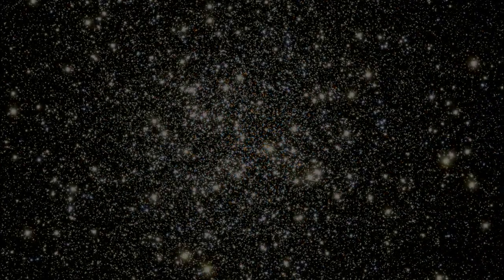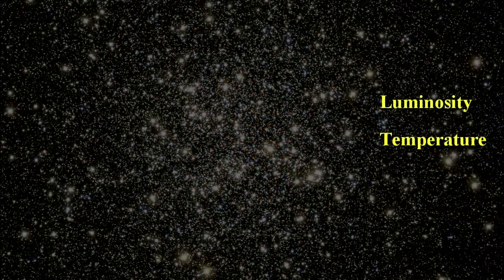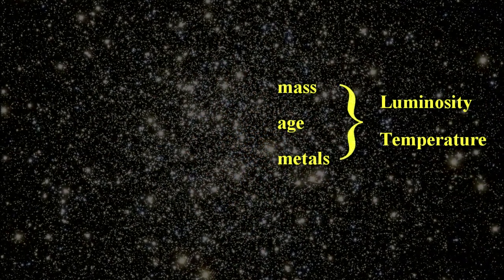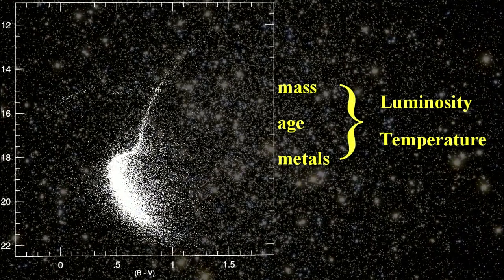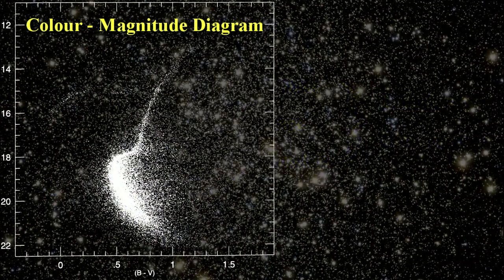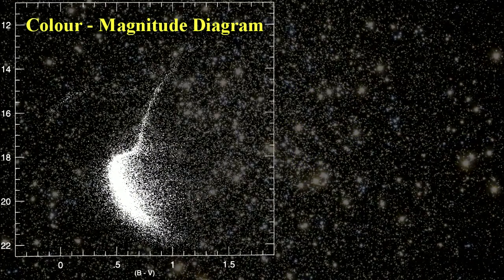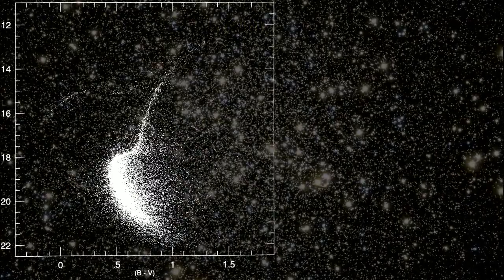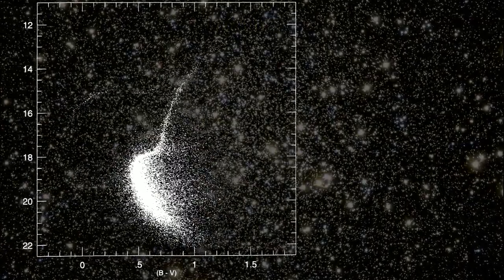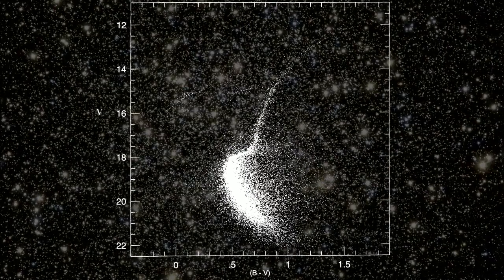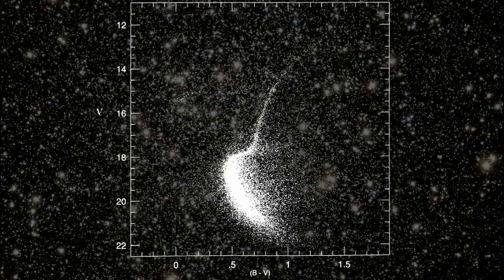The luminosity and temperature of a star depend on its mass, age, and chemical composition. These fundamental properties of stars are reflected on the color magnitude diagrams of globular clusters. A color magnitude diagram is just an observational Hertzsprung-Russell diagram plotting the magnitude against the color index for a collection of stars. Here we can see the V versus B minus V color magnitude diagram of an old globular cluster.